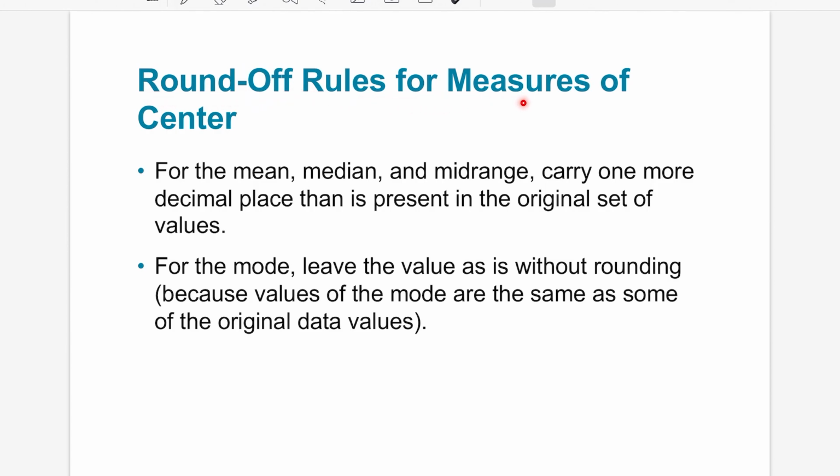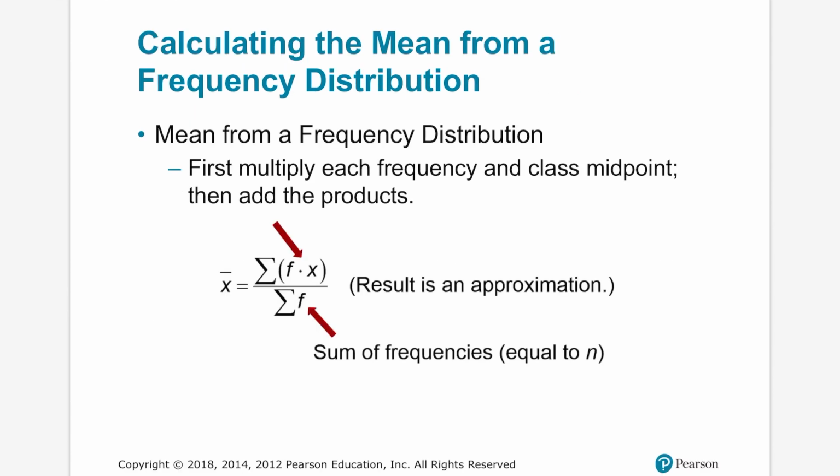Round-off rules of measures of the center. For median, mean, and mid-range, carry 1 more decimal place than is present in the original set of values. For the mode, leave the value as is without rounding.